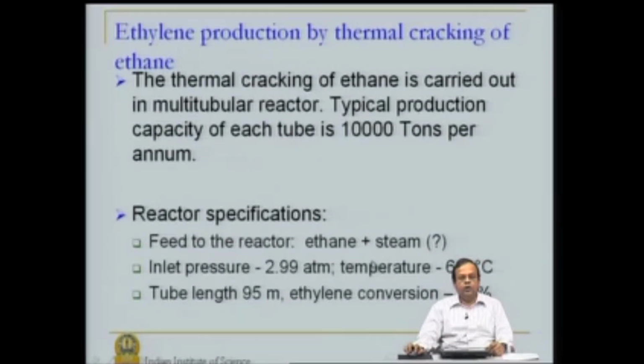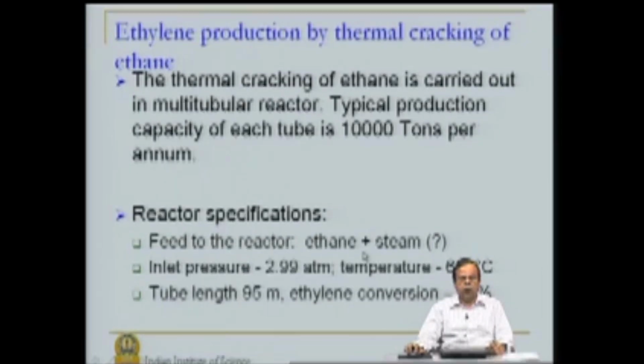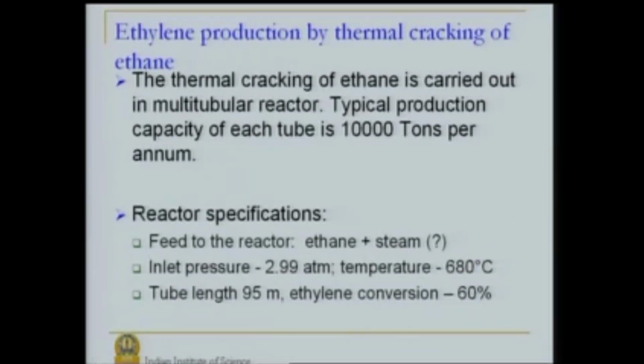Then, for example, the feed inlet pressure is about 3 atmospheres, and the temperature is about 600 or 700 degrees centigrade. Now, who told us to have an inlet pressure of 3 atmospheres and temperature of 700? Why not 100 atmospheres and ambient temperature? We will try to find the answer to this question as well. Then we have a tube length of about 95 meters, and conversion of ethane, for example, about 60% from the entry to the exit.